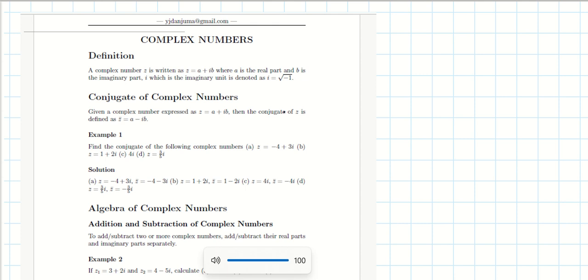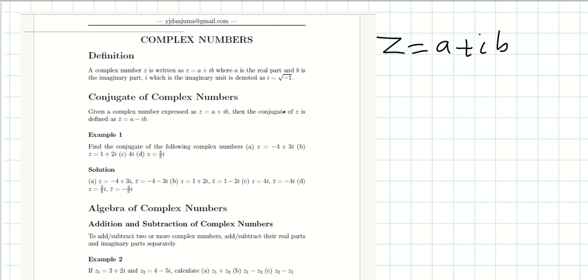So today we're talking about complex numbers, and we define it to be z equals a plus ib. Here we see that the complex number has two parts: the real part, which is a, and the imaginary part, which is ib. It is stated that i is equal to the square root of minus 1, which is the imaginary unit.